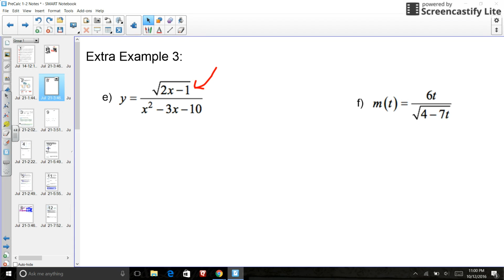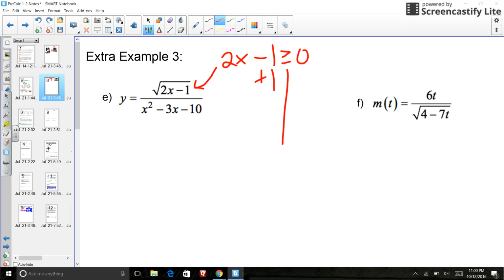So I started saying in the last one, look at the top, we've got a square root. If that's the case, I know that it can never be negative. So for that one, I'm going to do just a little bit of work. I'm going to say 2x minus 1 has to be greater than or equal to 0. I have to deal with the top, and I'm going to come up with some domain restrictions there.